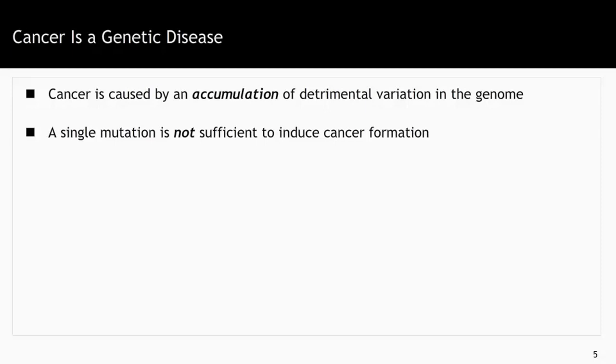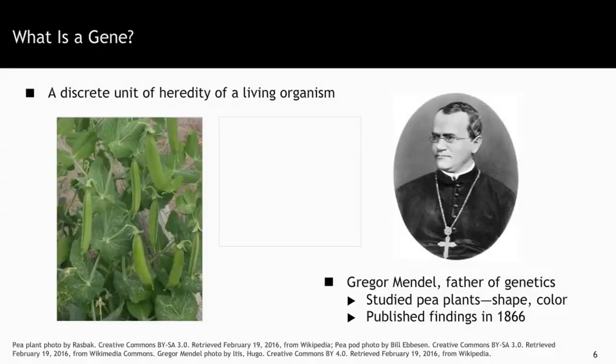gene is. So a gene was first described by Gregor Mendel. He was an Austrian monk, and he's known as the father of genetics. He studied pea plants, he studied their shape, their color, and their height, and first published his findings in 1866. So this idea of genes and genetics is certainly not a new one.